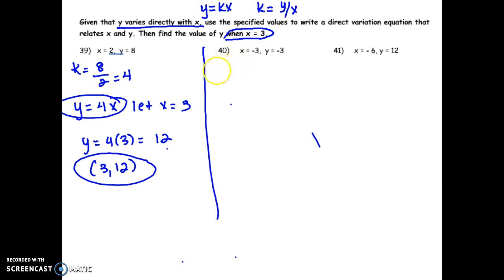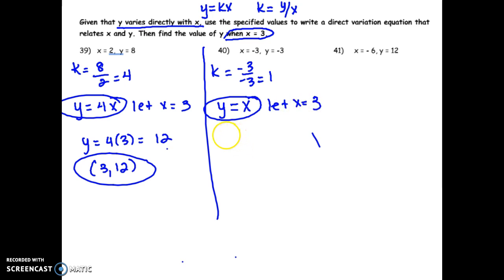Okay, k is equal to, again, we're going to divide y divided by x, so negative 3 divided by negative 3 is 1. So we use the constant of proportionality and we say y is equal to 1x, or just y is equal to x. There's our equation. We let x be 3. If x is 3, our y is also 3. So an input of 3 gives us an output of 3.